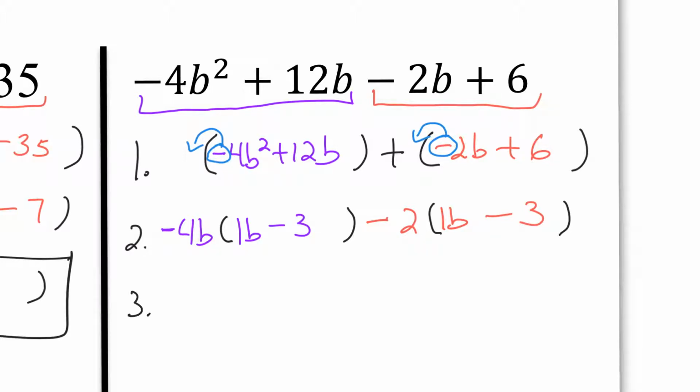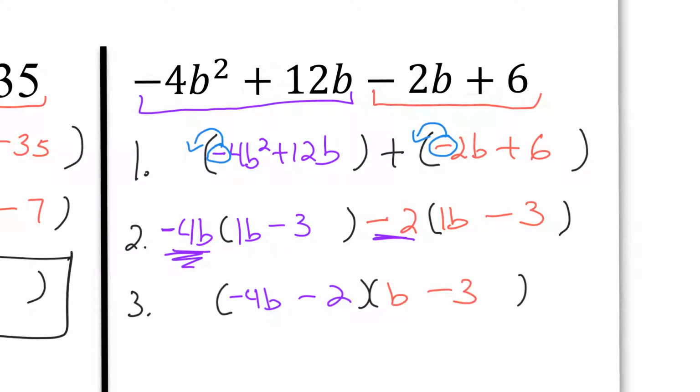So step number 3, you're going to put your parentheses here. And the two terms outside. So we have a negative 4b, and we have a minus 2 right here. And then the one inside, you have a 1b minus a 3. So you think you're done.